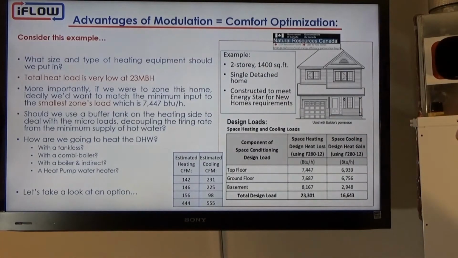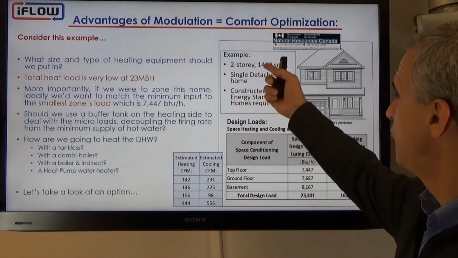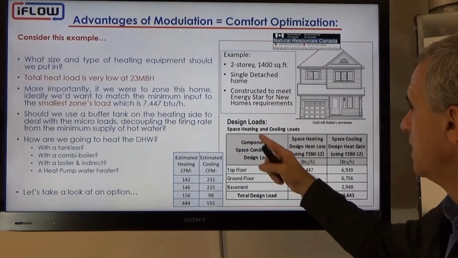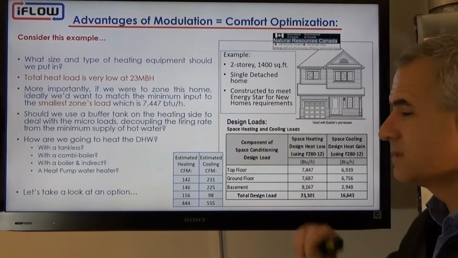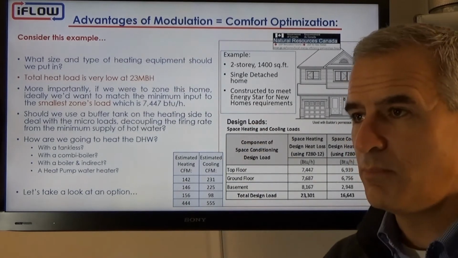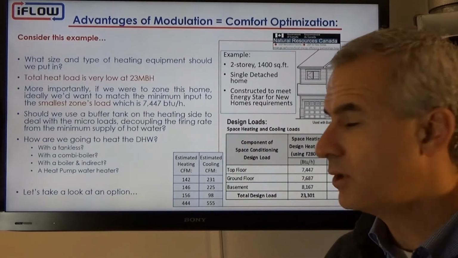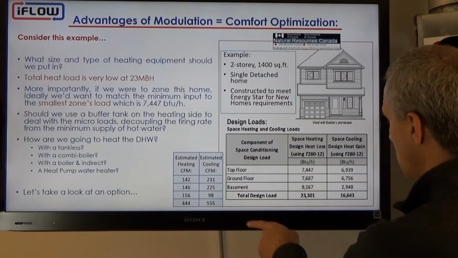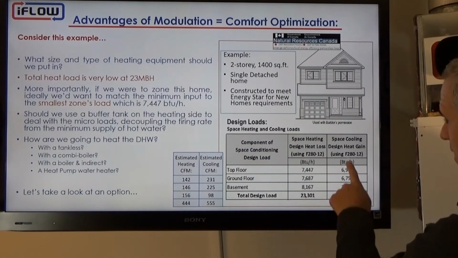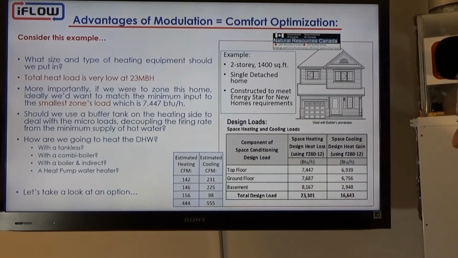So here's an example. We have a 2-story, 1,400 square foot home. It's a single detached home, built to Energy Star for New Homes requirements, so built very well. Energy Star is about 20% better than standard building code. And here are our loads. We have a heating load of 23,000 BTUs, and we have a cooling load of 16,600.